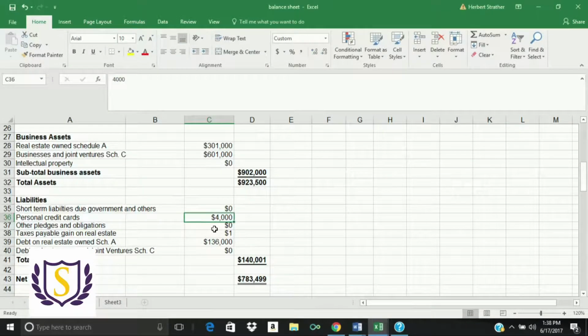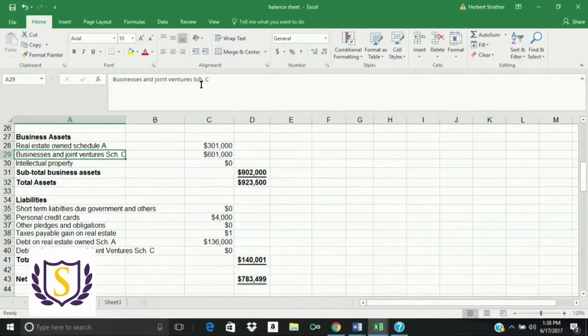And then you have your debt on real estate, that's on the schedule, and you have your debt on the businesses, that's on the schedule. I noticed that I have Schedule A and Schedule C. So, what happened to Schedule B? Let's just call this B, is that okay? Let's just change that around. Okay, so let's go down to our Schedule A and our Schedule B, and let's fill it out.